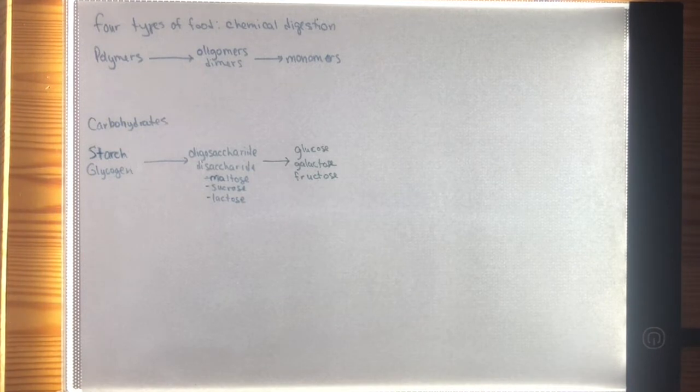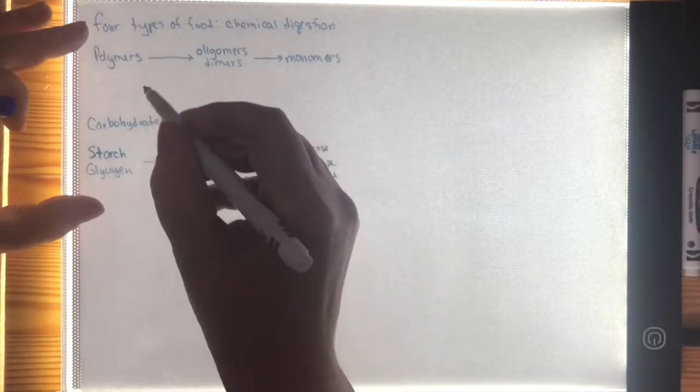And we end up with monosaccharides, glucose being the biggie, and then there's also galactose and fructose as well. So these are the 3 monomers of sugar that we're going for, that we're trying to break all of our carbohydrates down into these 3 monomers before they can be absorbed.